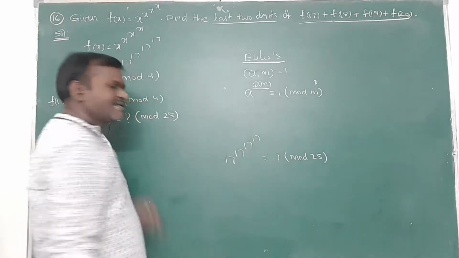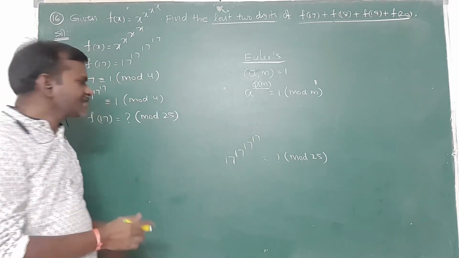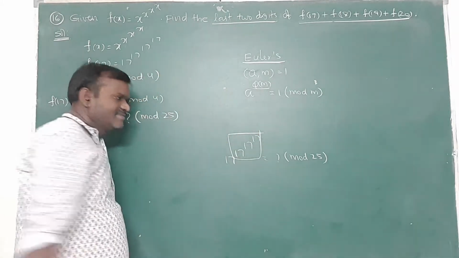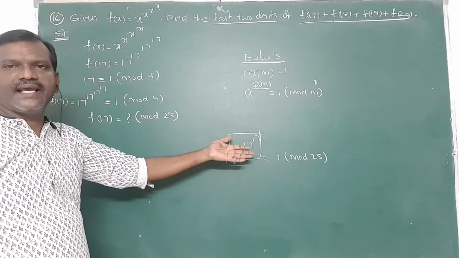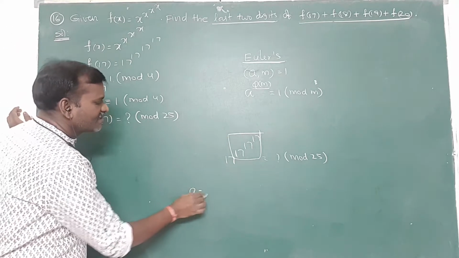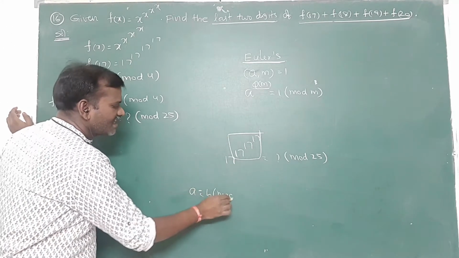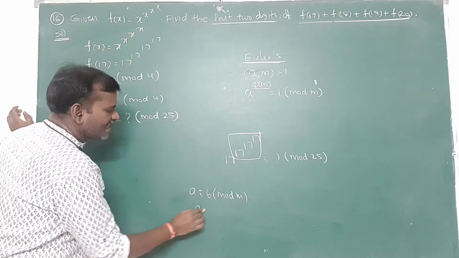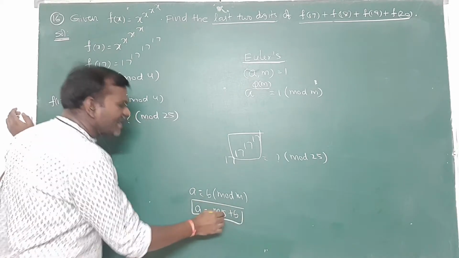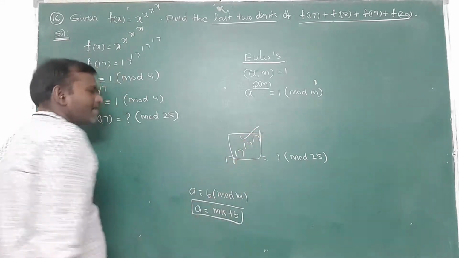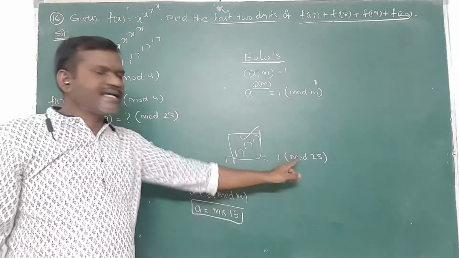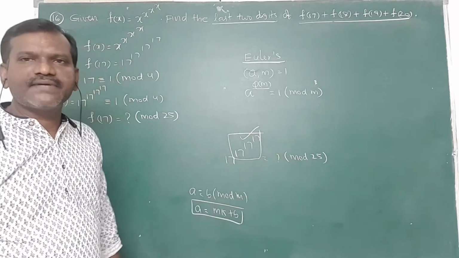I want the remainder. What I am doing here is I will express this part as some multiple of k plus remainder. That means suppose I got a congruent to b mod m, then a can be written as mk plus b. So in this format I can express this power part. Then I will substitute that part here, and then I can find out the remainder when it is divided by 25.